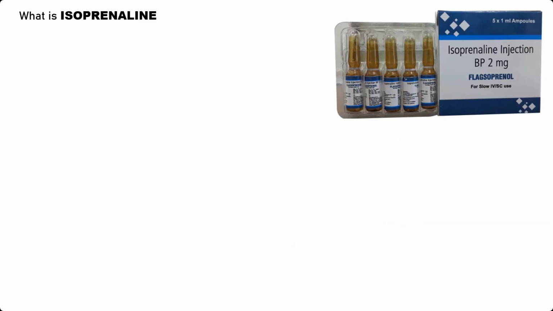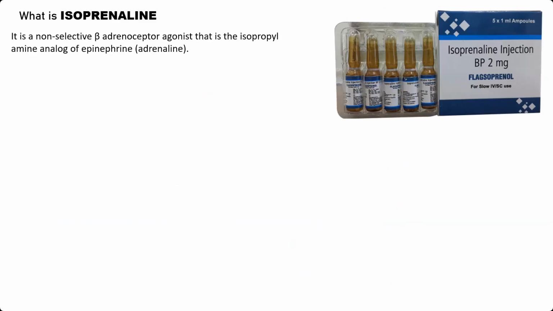It is a beta adrenergic, a synthetic drug. In the classification on the earlier slide, I showed you it is a non-selective beta adrenoreceptor agonist. It is an isopropylamine analog of epinephrine, and it is a synthetic preparation. So this is the structure.